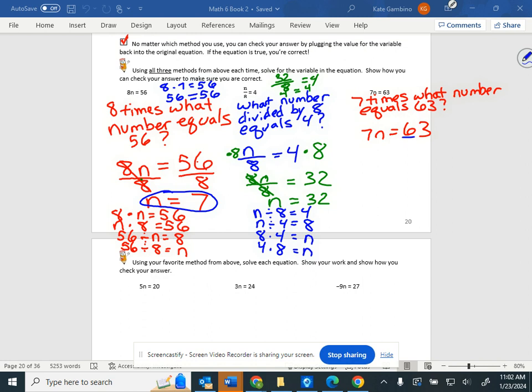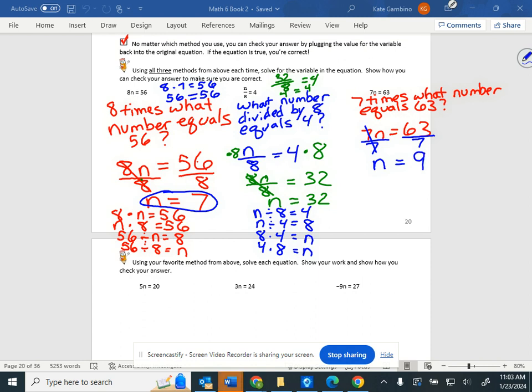So I need to divide both sides by my 7 because I want n by itself. I want to know what n equals. So that's why we divide it by the 7 so we can get n alone. 7 divided by 7 is 1n. Don't have to write a 1. We just know it's there. So n equals, what is 63 divided by 7? Liam? 9.